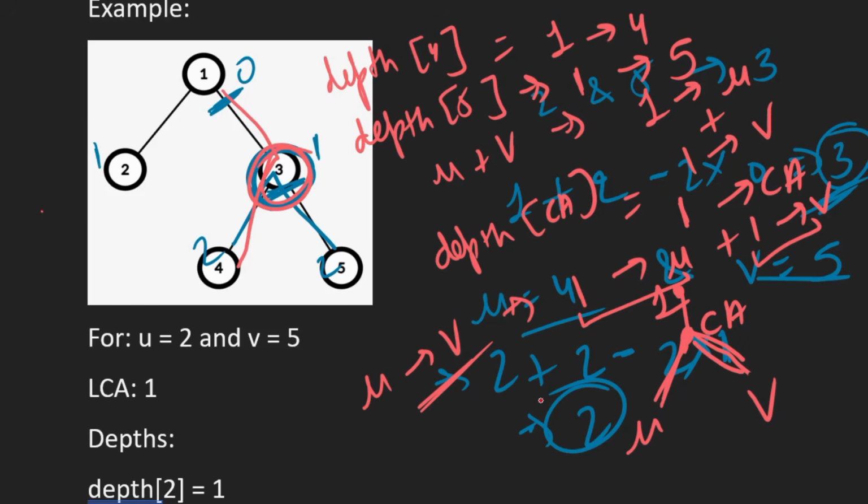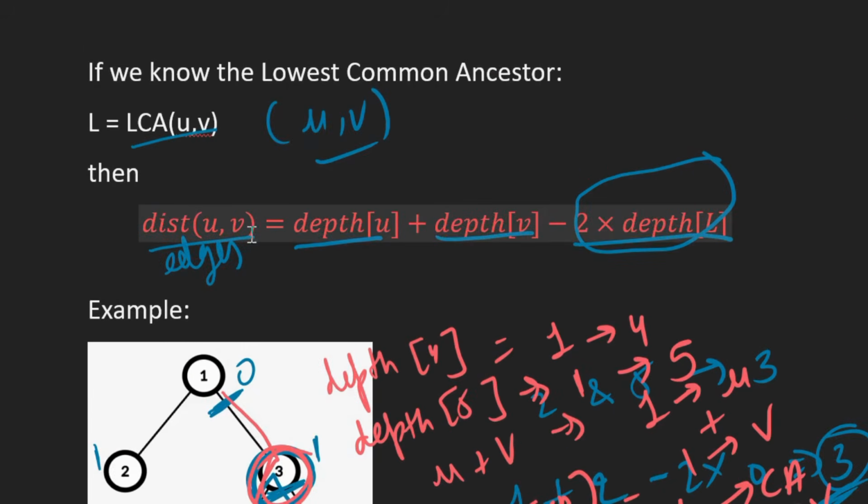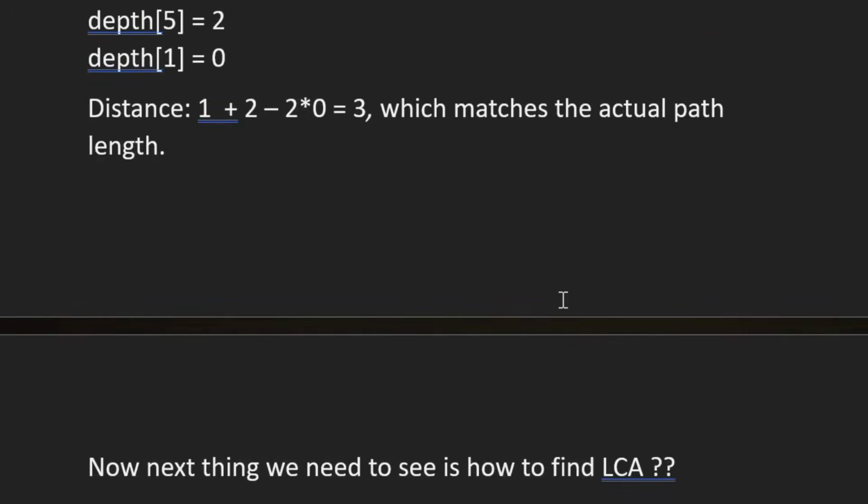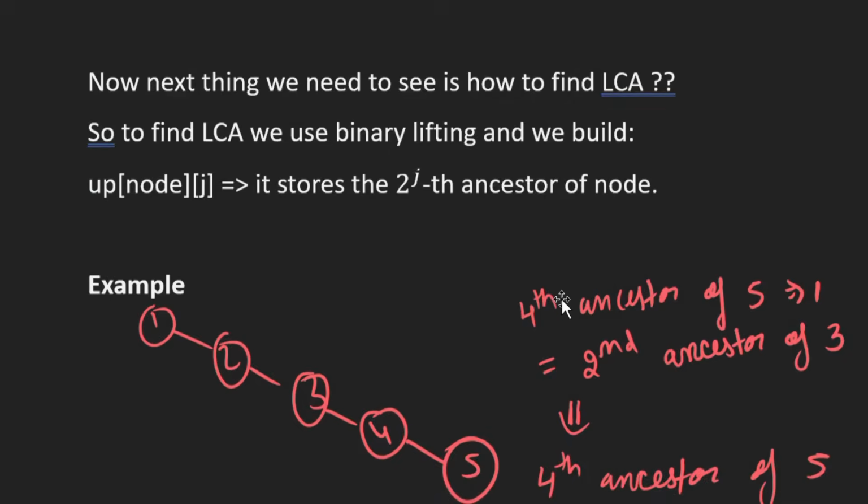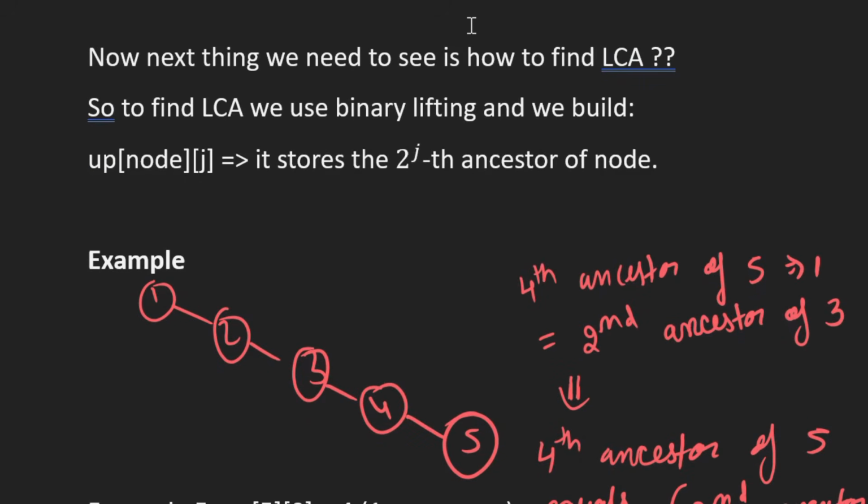So that's why we are subtracting 2 times the depth of the common ancestor, which is the number of edges from 1 to the common ancestor, right? So that's why the formula, distance of u comma v is basically depth of u plus depth of v minus 2 times depth of L, is valid, right? Now next thing we need to find: we know to find distance we need the common ancestor. So next we'll see how we will find the common ancestor of two nodes, right?